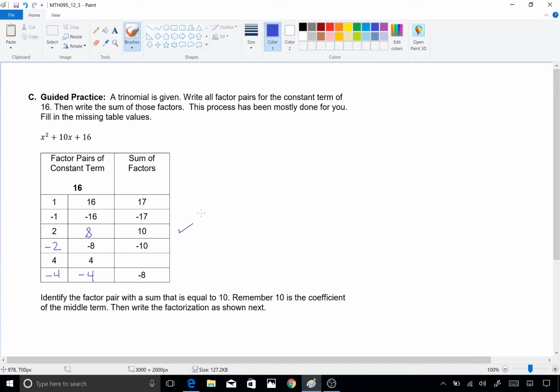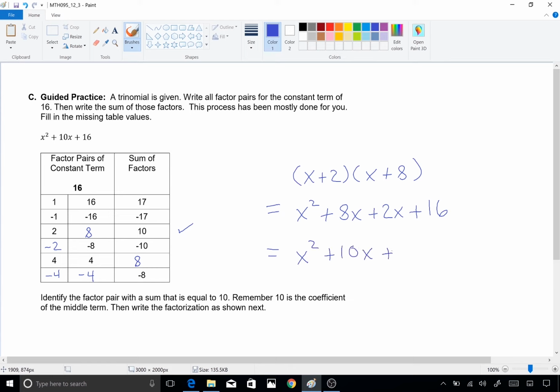There's never any ambiguity here. If one of these pairs fits, it will be the only one. My factorization will then be x plus 2 times x plus 8. And you can see that if we FOIL this, we get x squared plus 8x plus 2x plus 16, and that's x squared plus 10x plus 16.